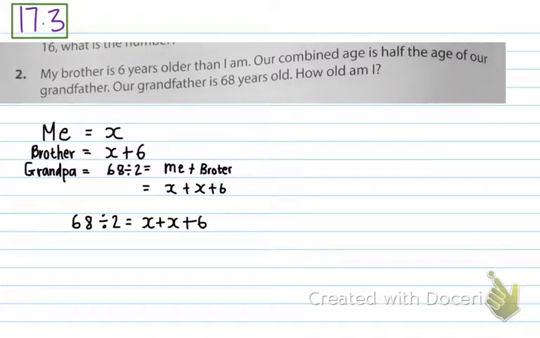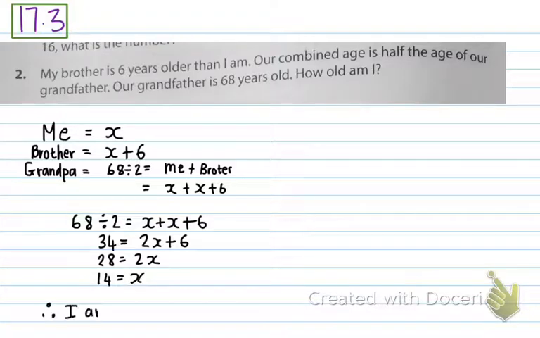Now I'm going to solve for x. 68 divided by 2 is 34. x plus x is 2x plus 6. To get x alone, I'm going to subtract 6 on the other side. So it's going to be 28 is equal to 2x. And then to get rid of the 2, I divide by 2 on the other side. So it becomes 14. x is equal to 14. So that means that I am 14 years old.